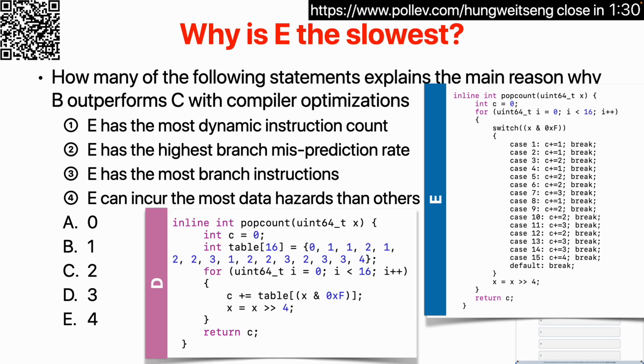Now let's go back to this one. Why is E the slowest? The favorite thing of software engineer professors. Right? Why is E the worst?